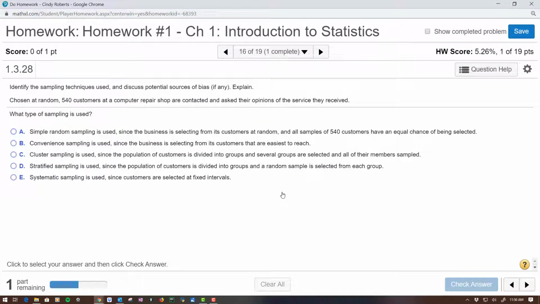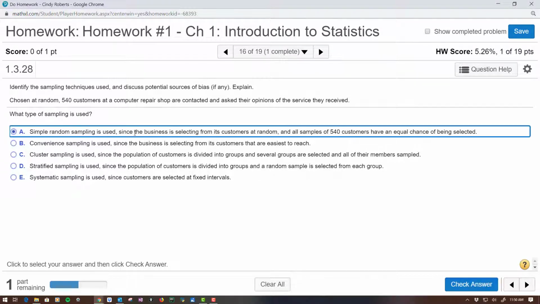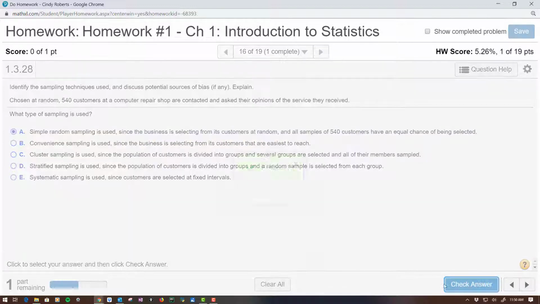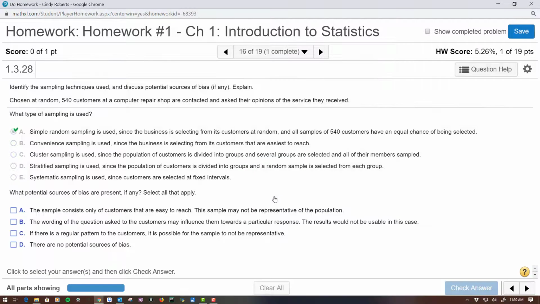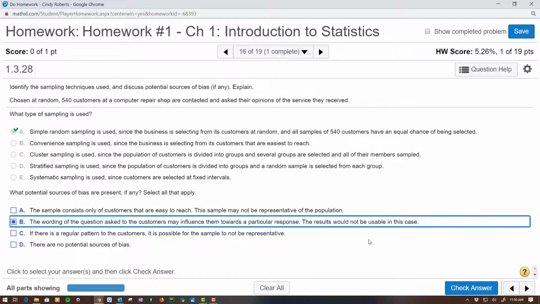All right, next question says chosen at random. To me, it already looks like simple random sampling here. 540 customers at a computer repair shop are contacted and asked their opinions of the service they received. Now, the only thing about opinion sampling is you have to be careful of how things were worded.